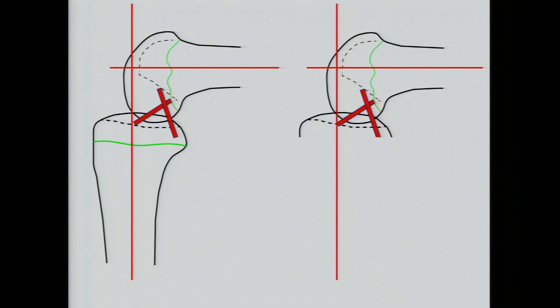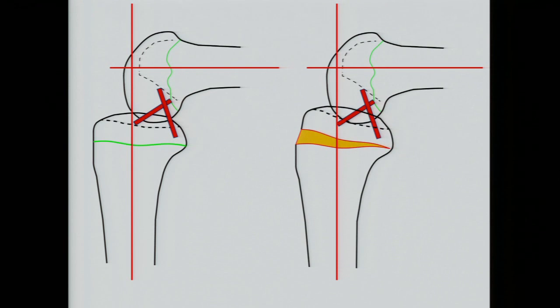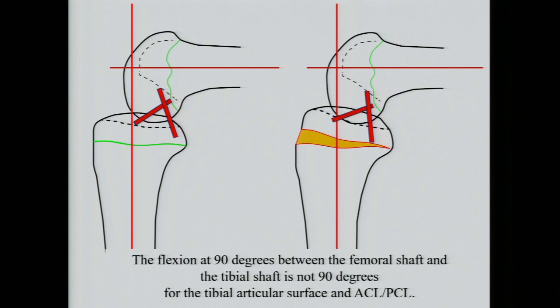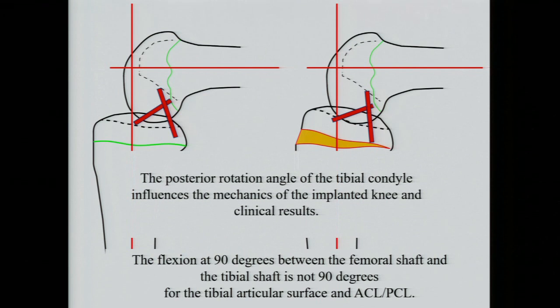The same thing at 90 degrees flexion. You can see the 90 degrees between the tibial condyle and the femur is not the same as the 90 degrees between the tibial shaft and the femoral shaft. So when you measure gap balancing at 90 degrees flexion between the femoral shaft and the tibial shaft, it is not 90 degrees for the tibial articular surface and PCL. And I think the posterior rotation angle of the tibial condyle influences the mechanics of the implanted knee and the clinical result.